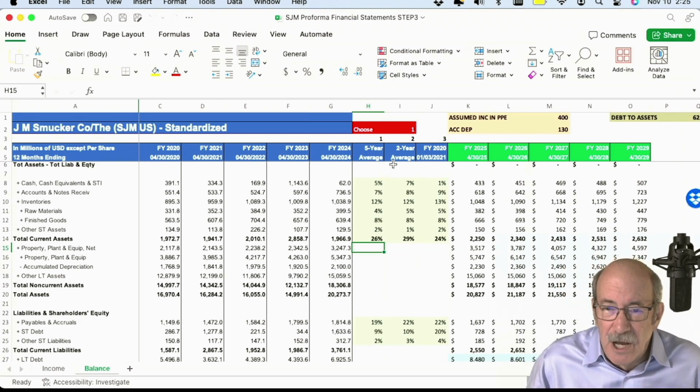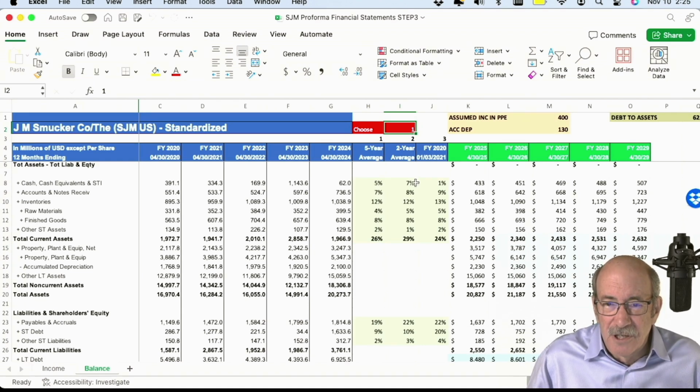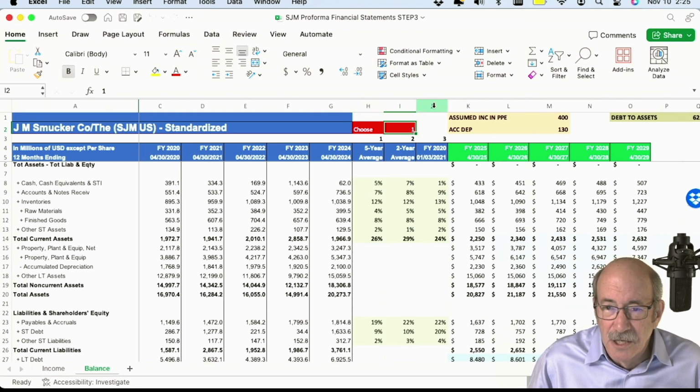So, I have 3 possible choices here that I've laid out for ourselves. Depending upon what this value is right up here, it will be either column 1, 2, or 3 as I've labeled it here. Actually, it's H, I, and J in the spreadsheet, but I've labeled them as 1, 2, and 3. So when I put a 1 in this red colored cell, that means that I'm using these 5-year average percentages to calculate the figures over here.